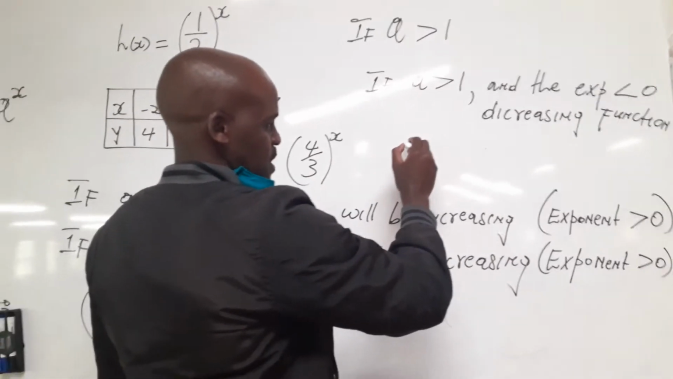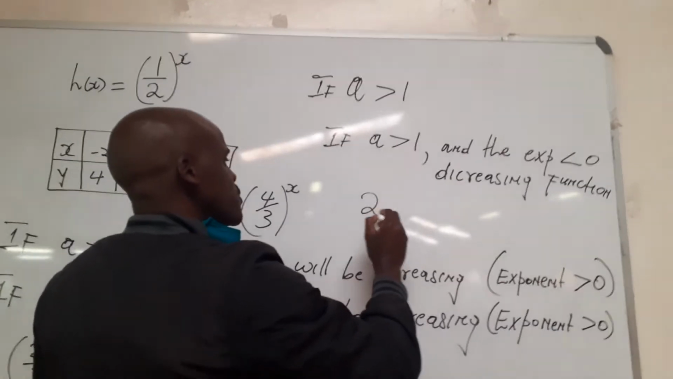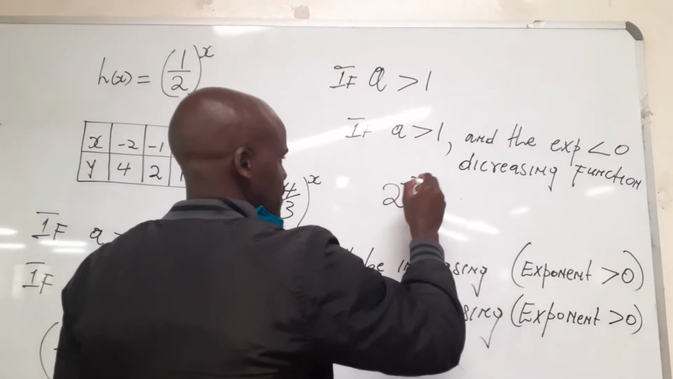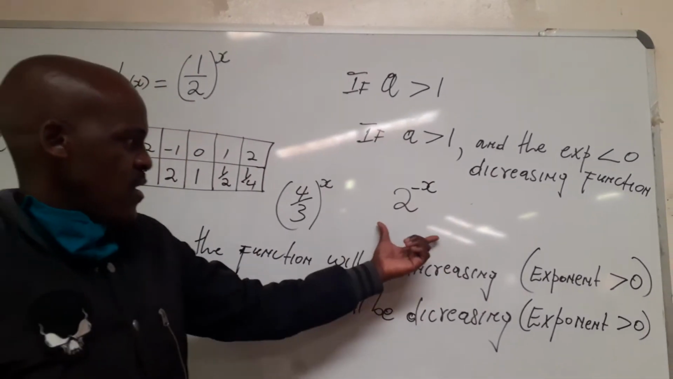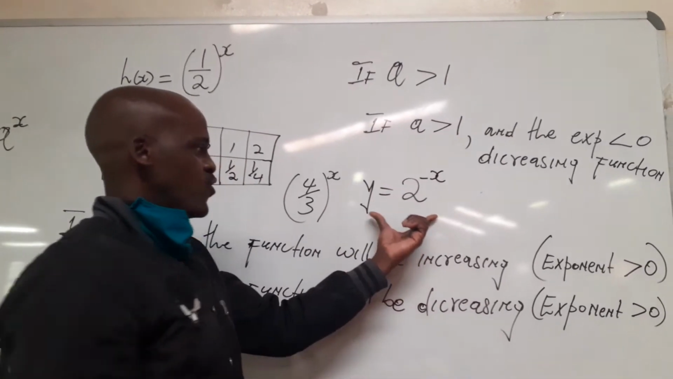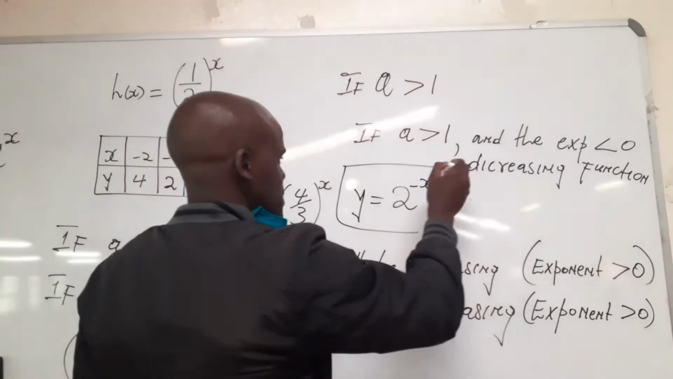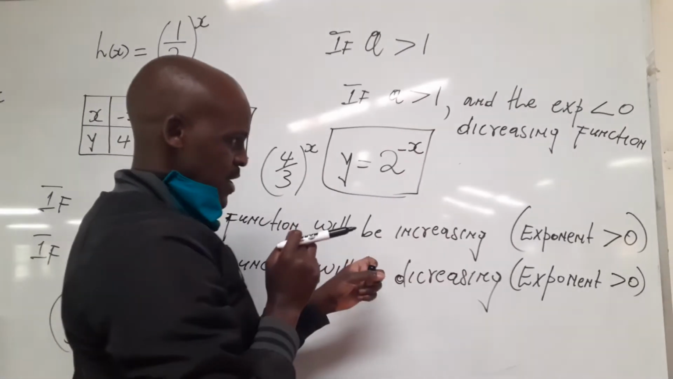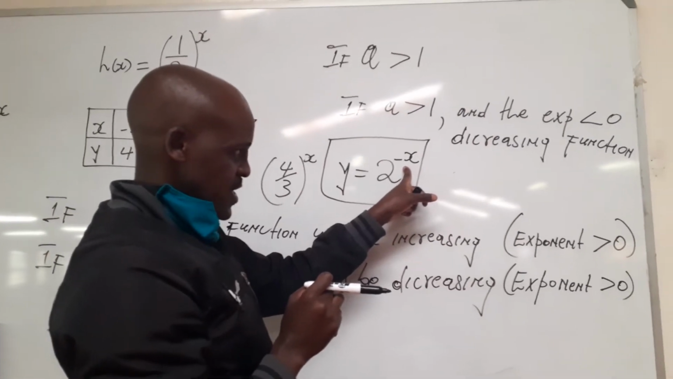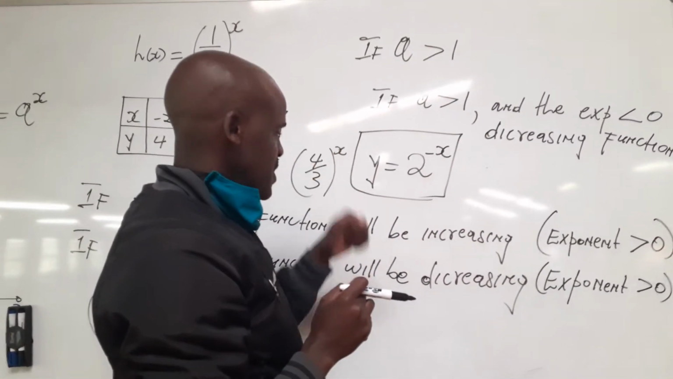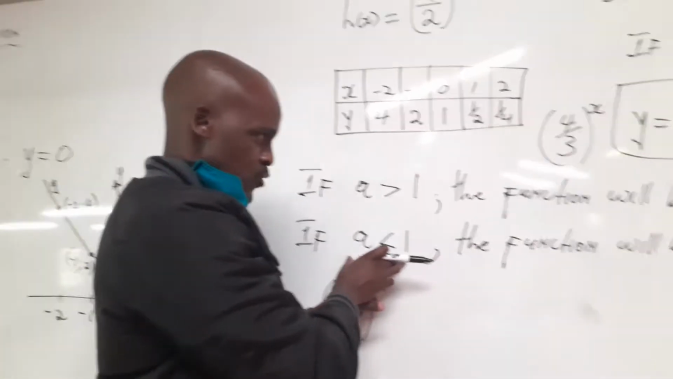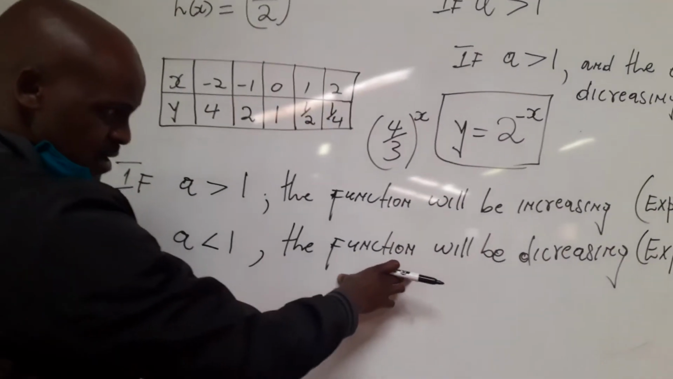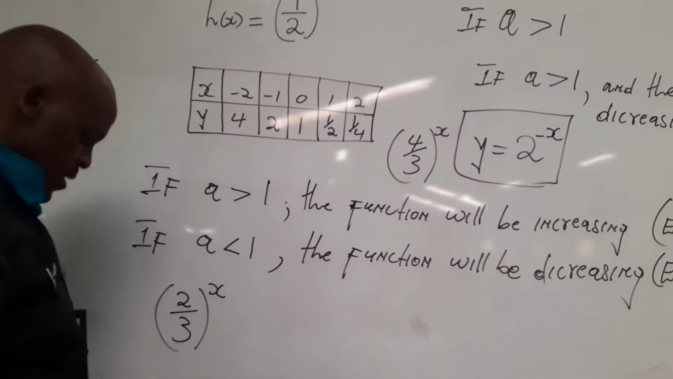So this is the same as when we have 2 exponent negative x, where the exponent is less than 0. As a function, it will be decreasing. Remember, a is greater than 1, but the exponent is negative. That's a decreasing function. A is less than 1, but the exponent is positive. That will also be a decreasing function. Right, let's continue.